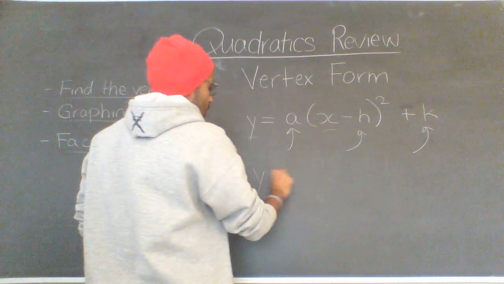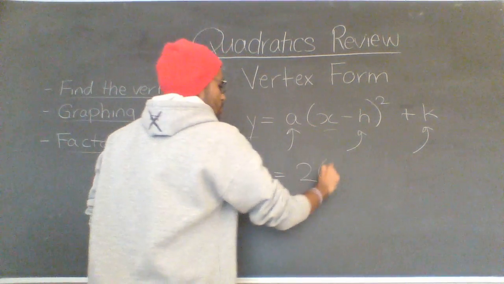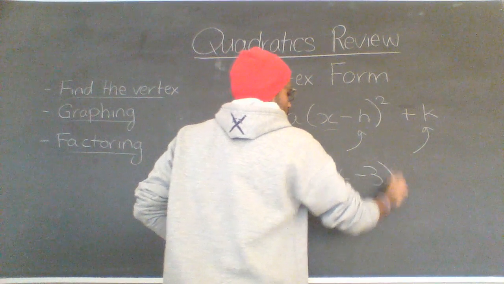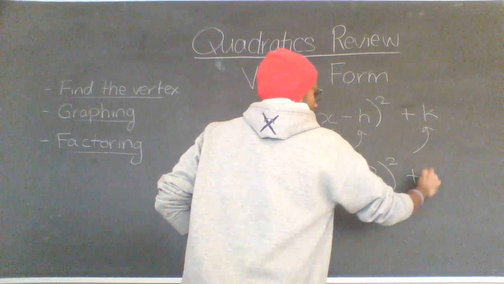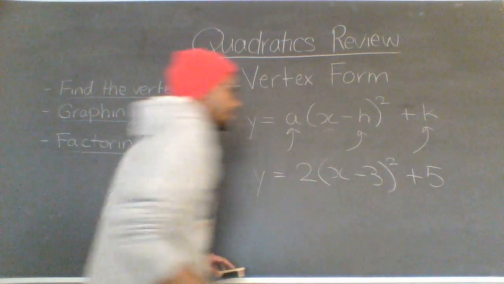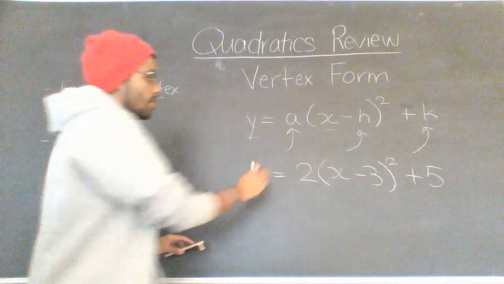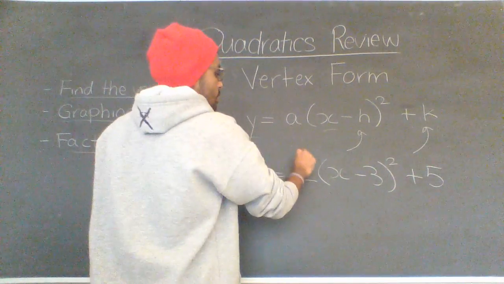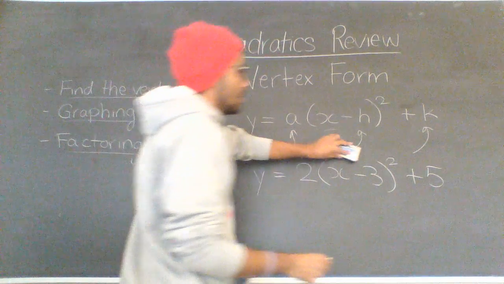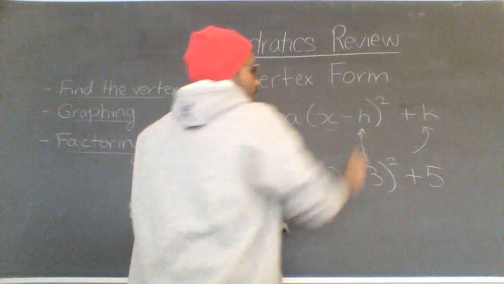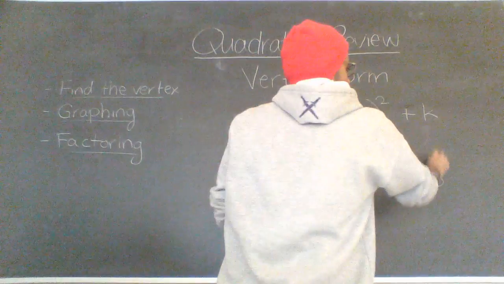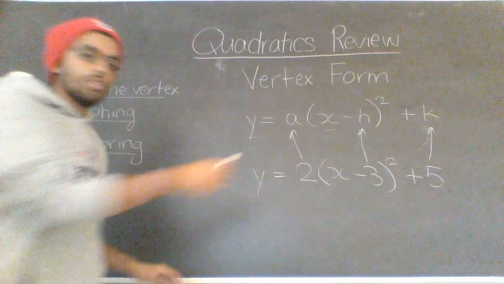So, for example, you could have y equals 2(x minus 3) all squared plus 5, something like that. All right, so your job when you see an equation like this is you have to identify, okay, 2 is the a value, 3 is the h value, and 5 is the k value. So that's what your job is.